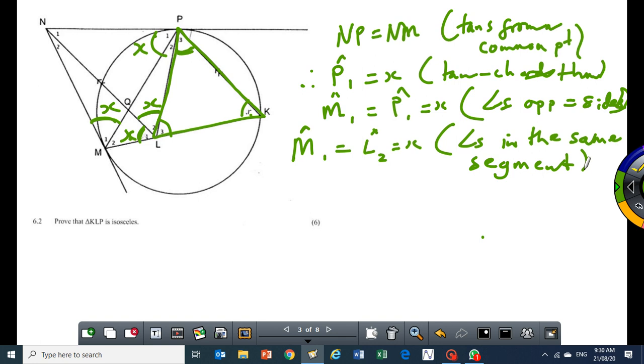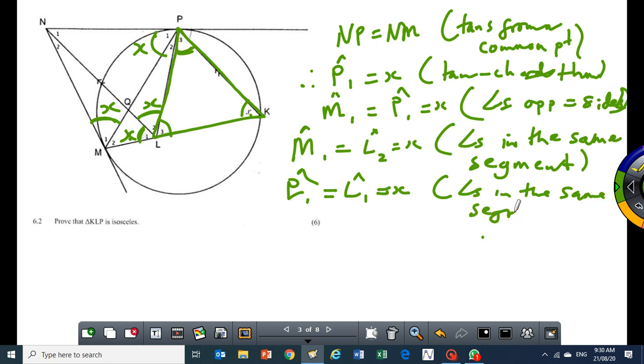And then the other thing, we know that L1 is equal to x. Or I can just write it down if I want. So I can say P1 is equal to L1. Both are equal to x, and the reason is angles in the same segment, but we proved it in the previous question. So you can write proved in 6.1 if you want.